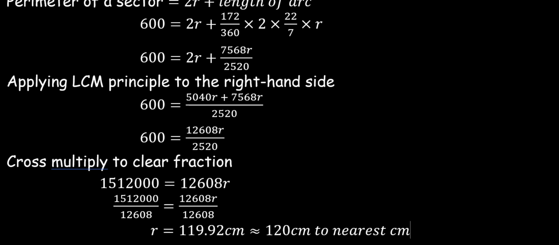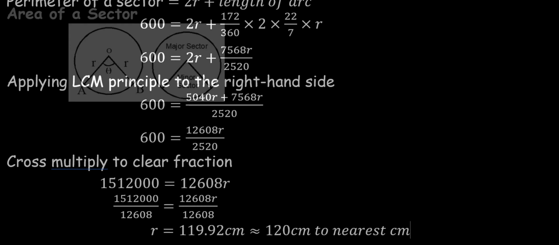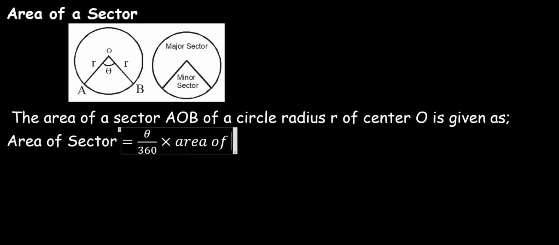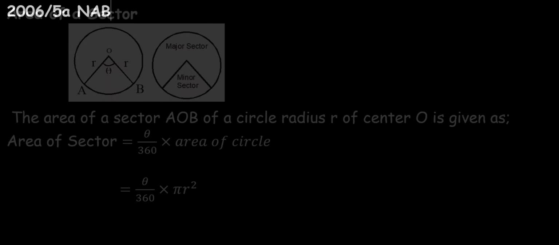Next, we take area of a sector. The area of a sector AOB of a circle of radius r of center O is given as area of sector equals theta over 360 times area of circle, which is the same as theta over 360 times pi r squared. Let's take some examples.